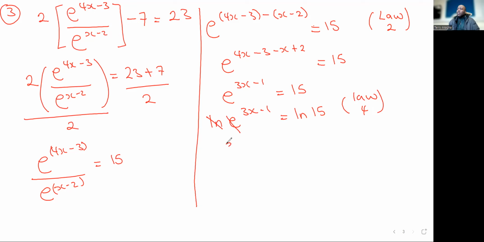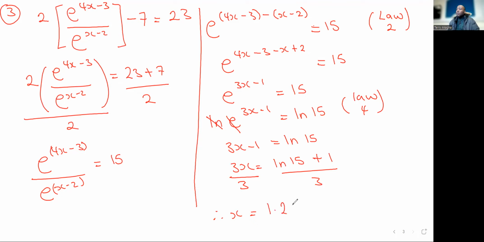So you're going to have 3x minus 1 is equal to ln 15. I'll take minus 1 to the other side. I'm going to have 3x equals ln 15 plus 1. I'll divide both sides by 3. So then x will become, when you press your calculator, ln 15 plus 1 divided by 3, this should give you around 1.236, and that will be the answer for that. As you can see, we're using several laws here to solve. Yes, and that is that for that.